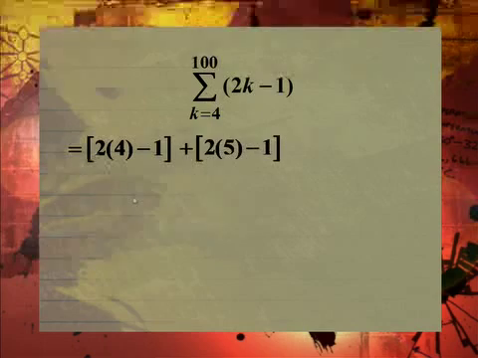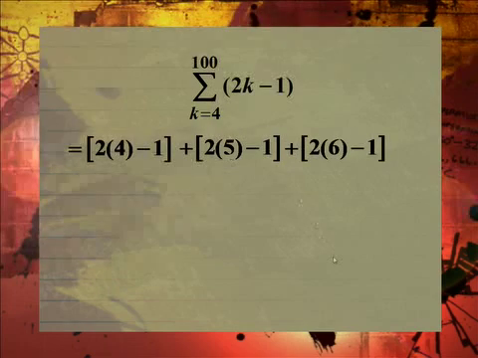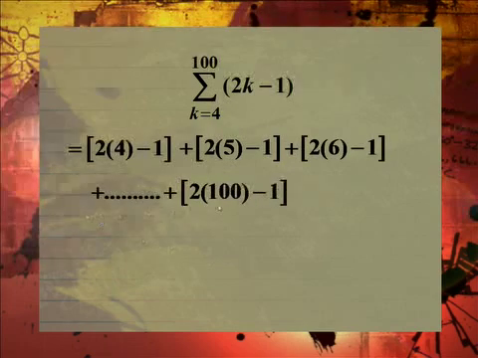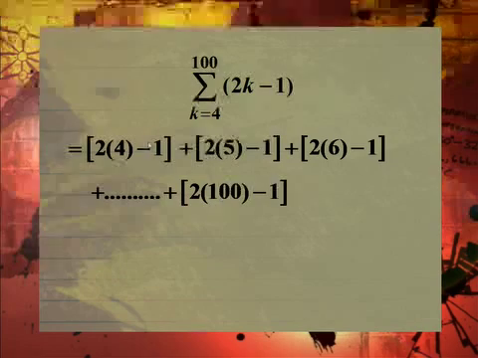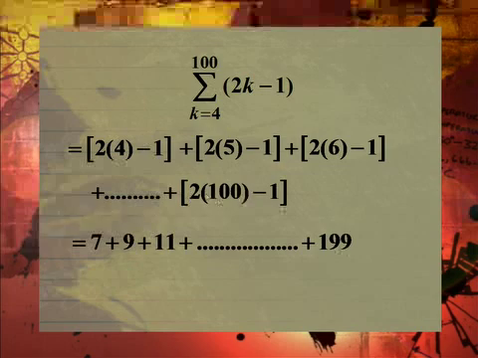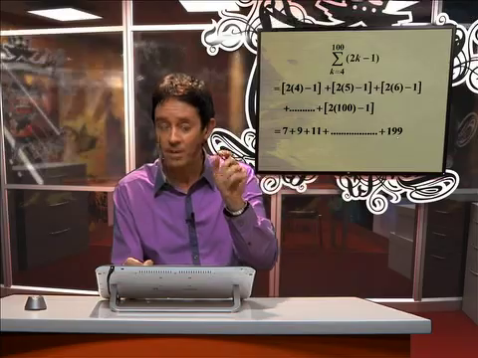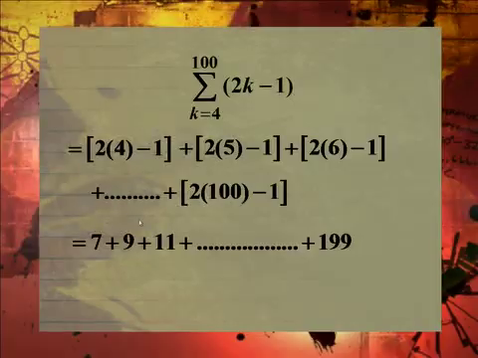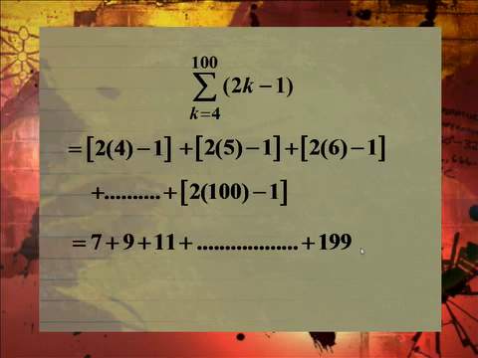Now, that's interesting. So it's 2, that's 4, 5, 6. But now, we can't put them all in, so let's just put dots and go all the way up to 100. Okay, let's tidy it up. 8 minus 1 is 7. 10 minus 1 is 9. 6 times 2 is 12, minus 1 is 11. Up to 200 minus 1 is that. Now, again, what we need is the number of terms. We know the a is 7. We're adding 2, the d is 2. You're adding 2. So we don't have any problems here.